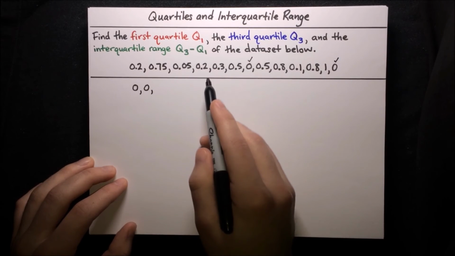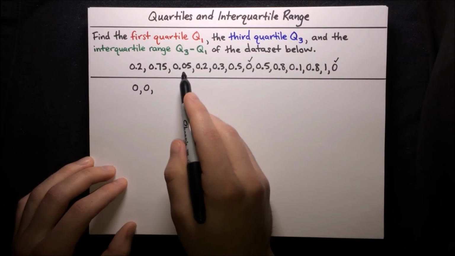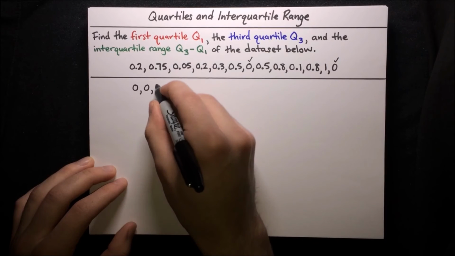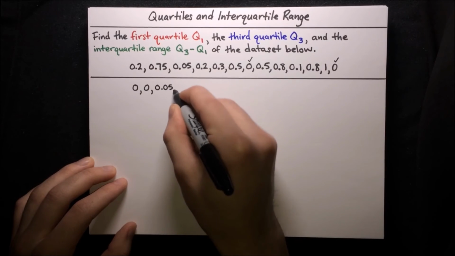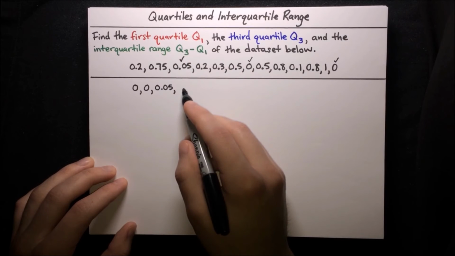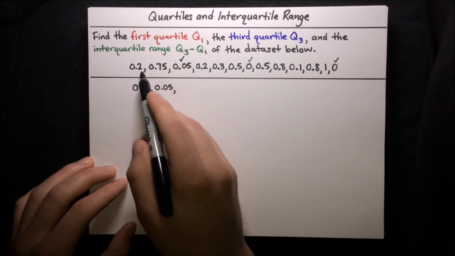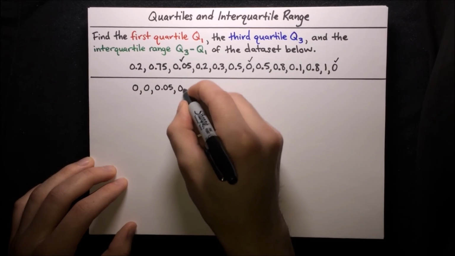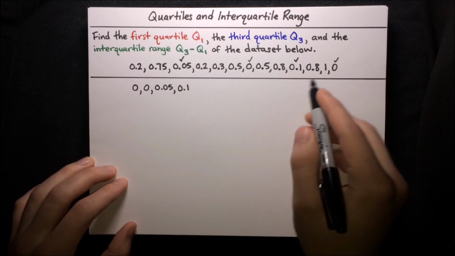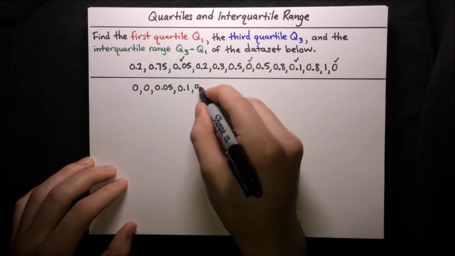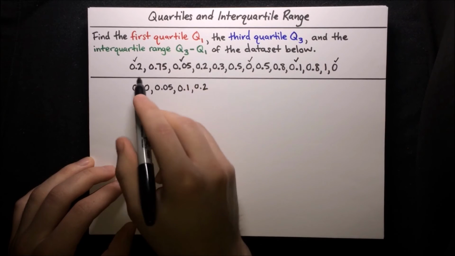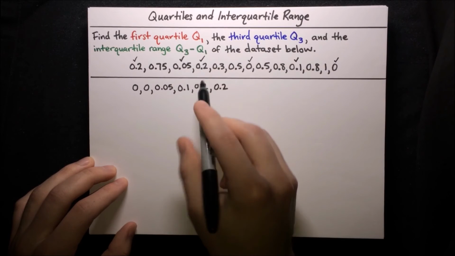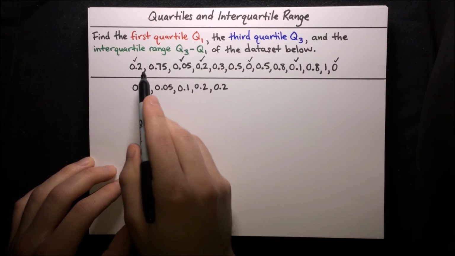Okay, what's next? I think 0.05 was the next lowest value we saw. Let's just scan through, make sure. Yeah, nothing bigger than 0.05. So 0.05 will be next. And then what comes after that? Is it 0.2? Is there anything lower than 0.2? Oh yeah, there is. There's 0.1. So let's put that down, 0.1. And then we can put down our 0.2. And there's another 0.2. Any other 0.2s? No, okay.